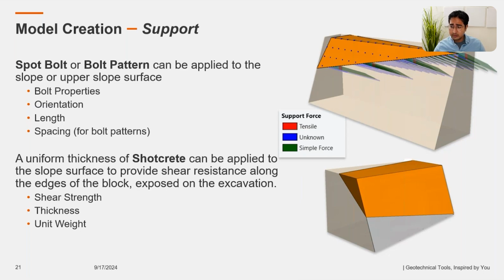Shotcrete can also be modeled as a uniform thickness, and it can be added to provide shear resistance along the edges of blocks. And obviously, this is typically used to prevent spalling of smaller blocks, which cannot be properly intersected by bolts.